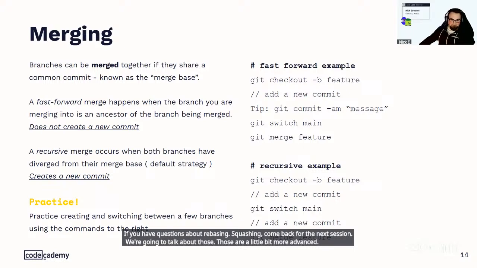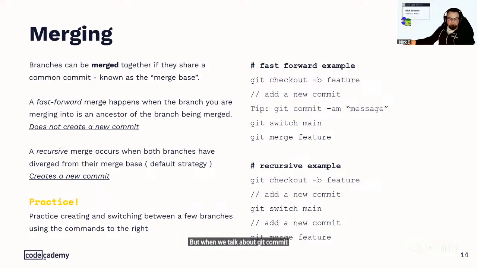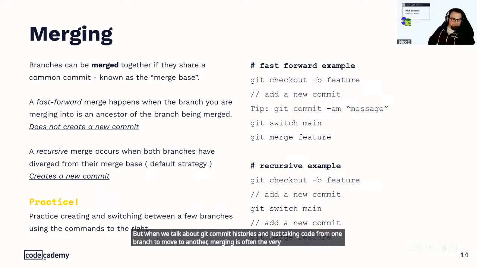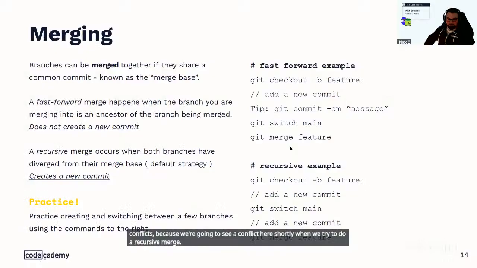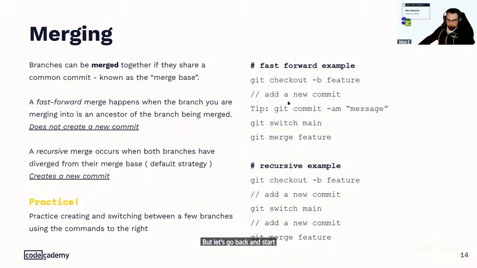But when we talk about Git commit histories and just taking code from one branch to move to another, merging is often the very first concept or topic that we are introduced to. So I wanted to stay in spirit of that. So before we start with dealing with conflicts, because we're going to see a conflict here shortly when we try to do a recursive merge, let's go back and start with one of those fast forward merge examples.